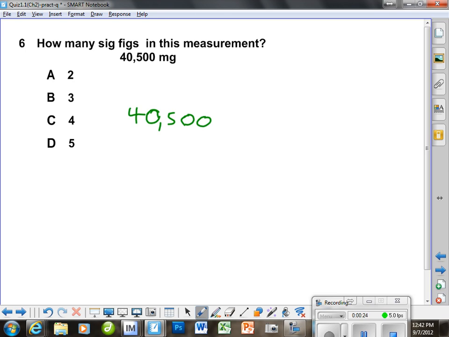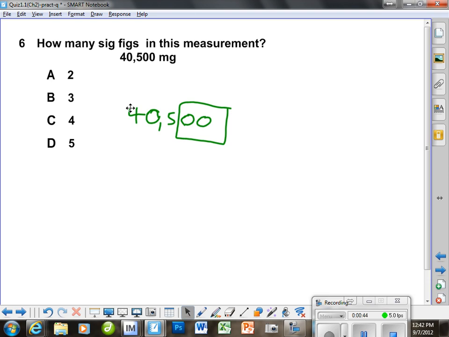we have the rule that trailing zeros count sometimes. And what makes them count? Decimals. Okay, so there's no decimals in this number, so these guys right here are trailing zeros, and they do not count, and that's why we have 3 sig figs.